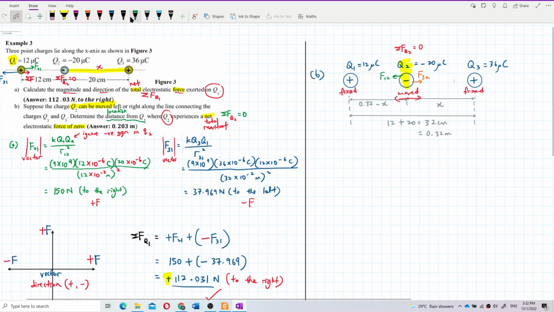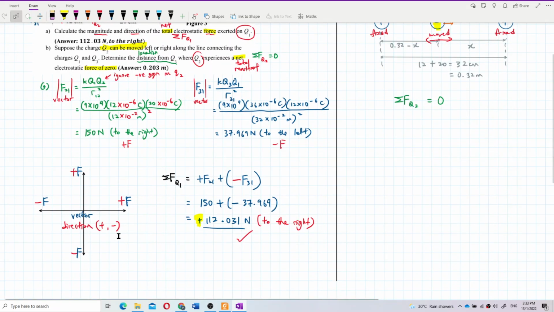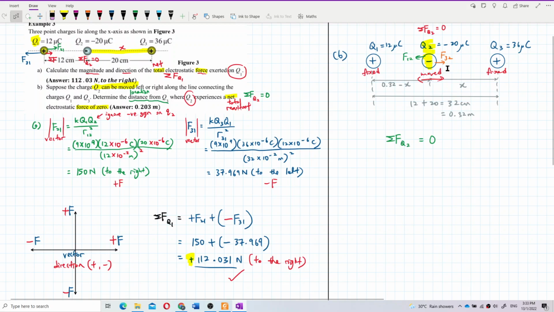We can start off with the resultant force on Q2 being 0. Importantly, we use the positive and negative sign to denote direction. Forces to the right are positive, forces to the left are negative. F32 is positive because it is to the right. F12 is negative because it is to the left. Understand?